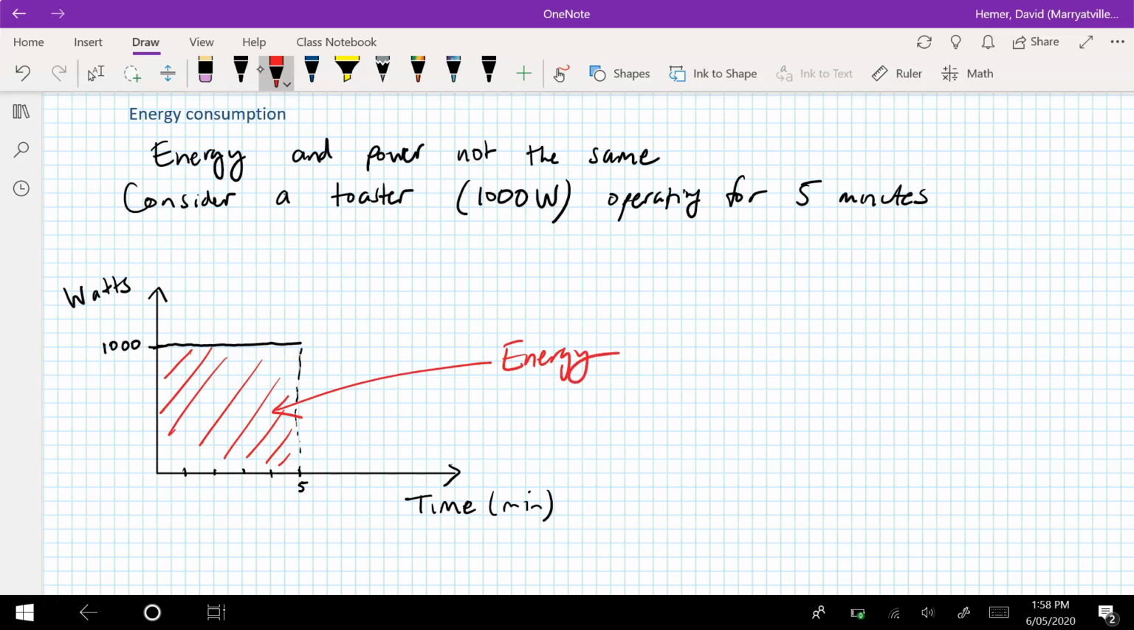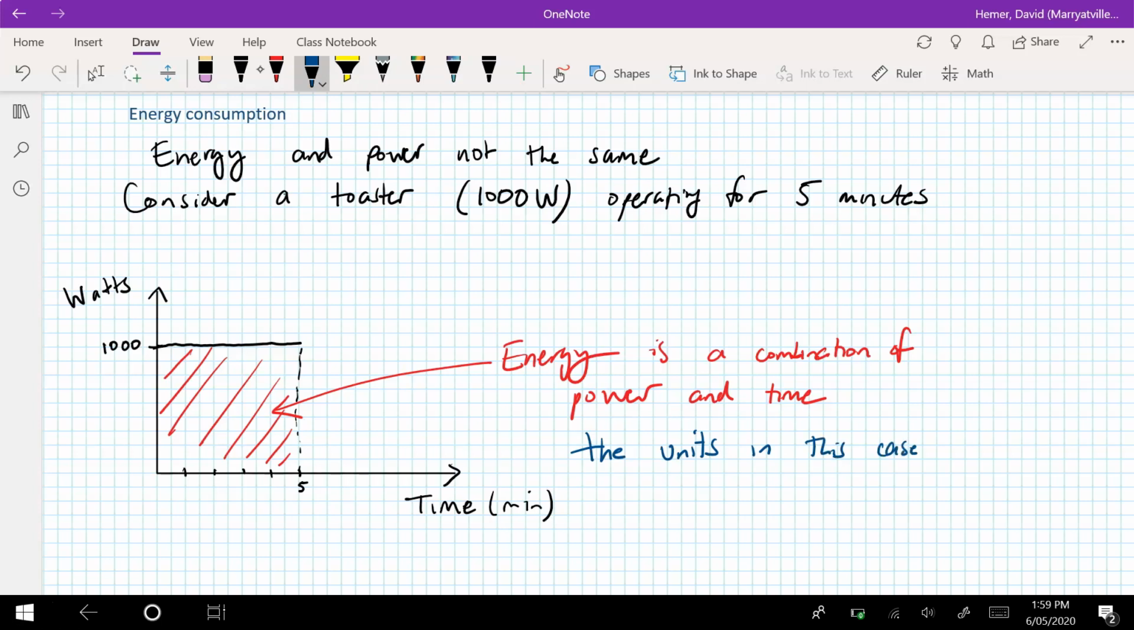We've got a rectangle there, so if we talk about area, remember we're multiplying the two sides. So in this case we're multiplying the power by the time. So, in other words, energy is a combination of both power and time. So the longer that we leave something on for, the higher the energy is going to be.